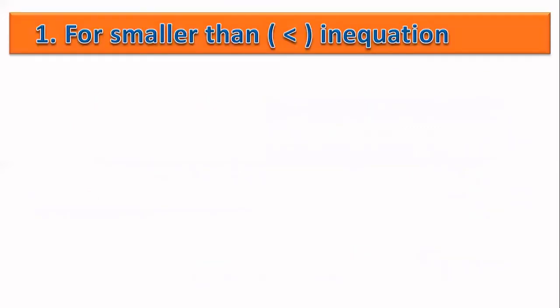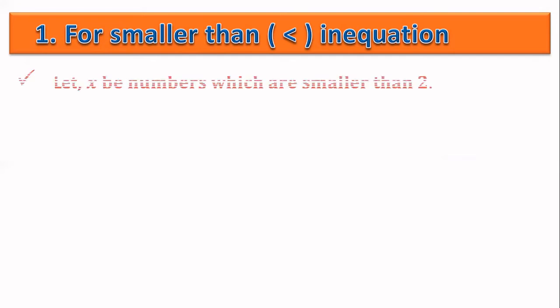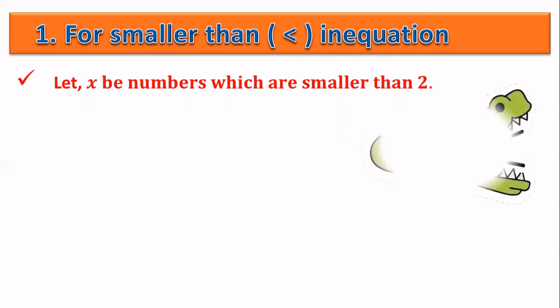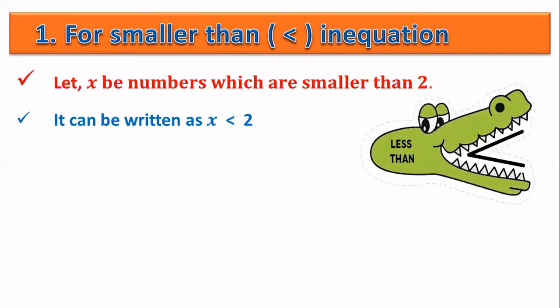Now let us move ahead. As we discussed earlier about four types of trichotomy symbols, now let's try to understand them a little bit in a deeper manner. So for example, let us consider x to be numbers which are smaller than or less than 2. It is a statement. So let's try to write x is smaller than 2 in a mathematical form. Can you try? Yes. It can be written as x < 2. You can see here it is written x is less than 2 in a mathematical form.